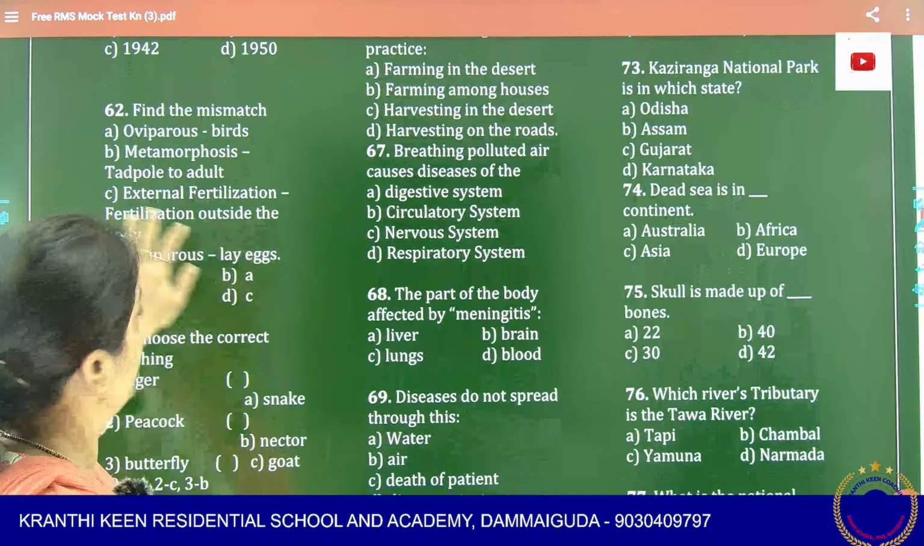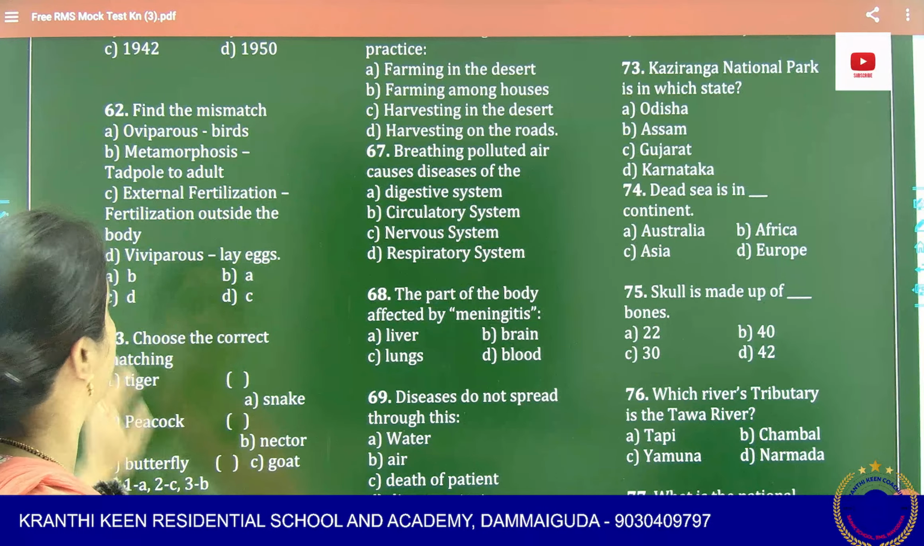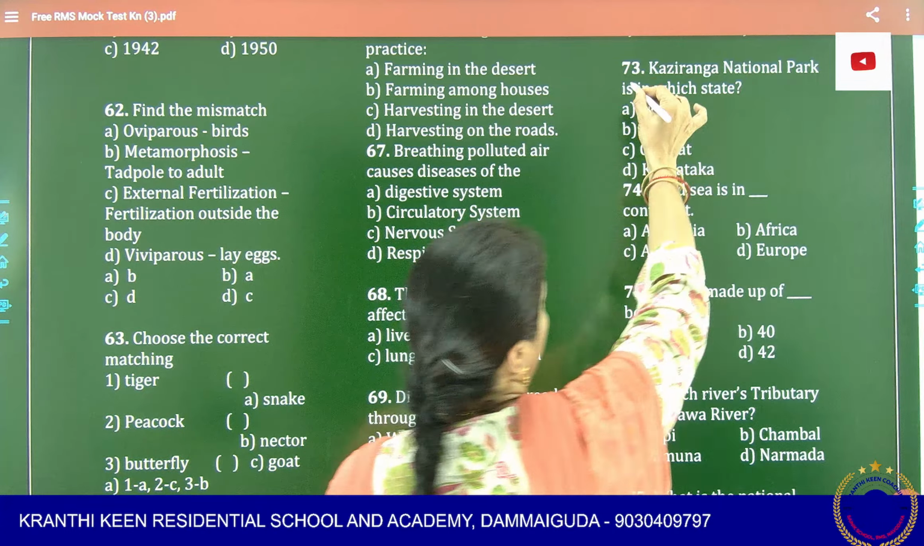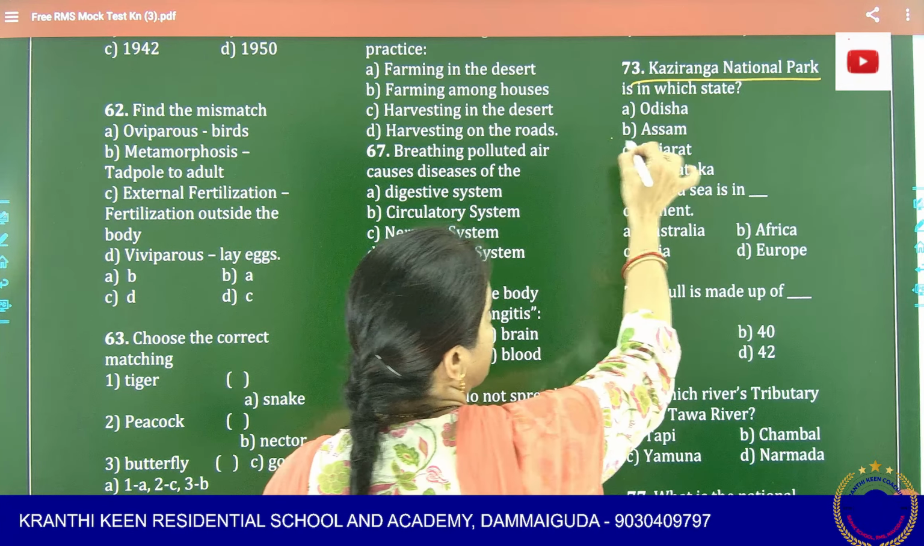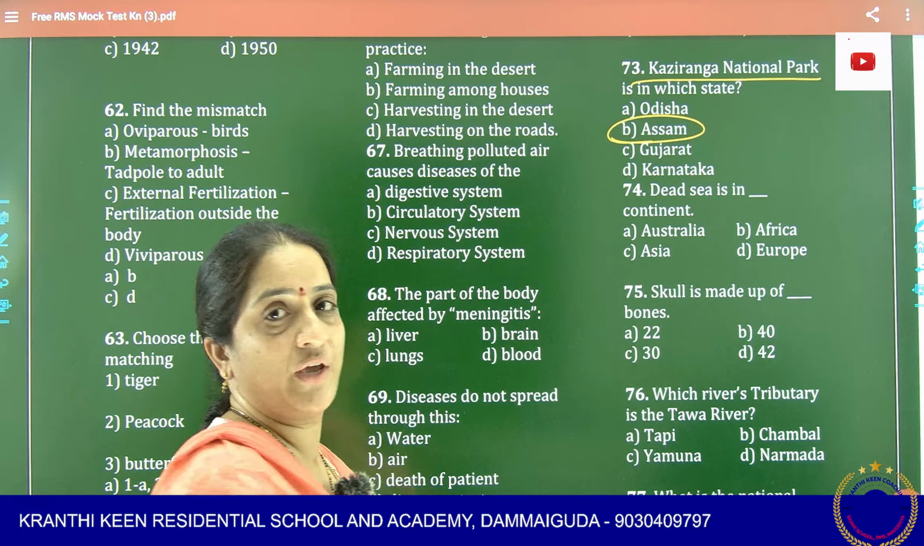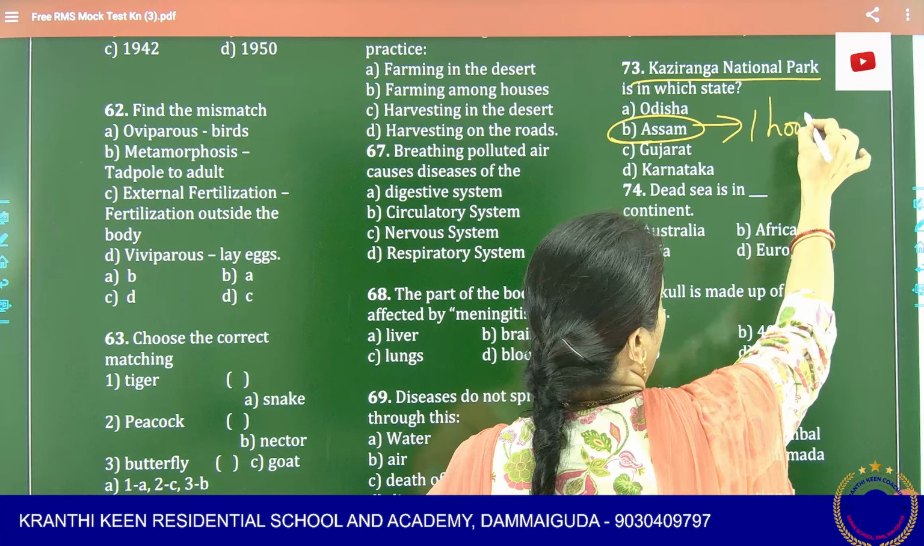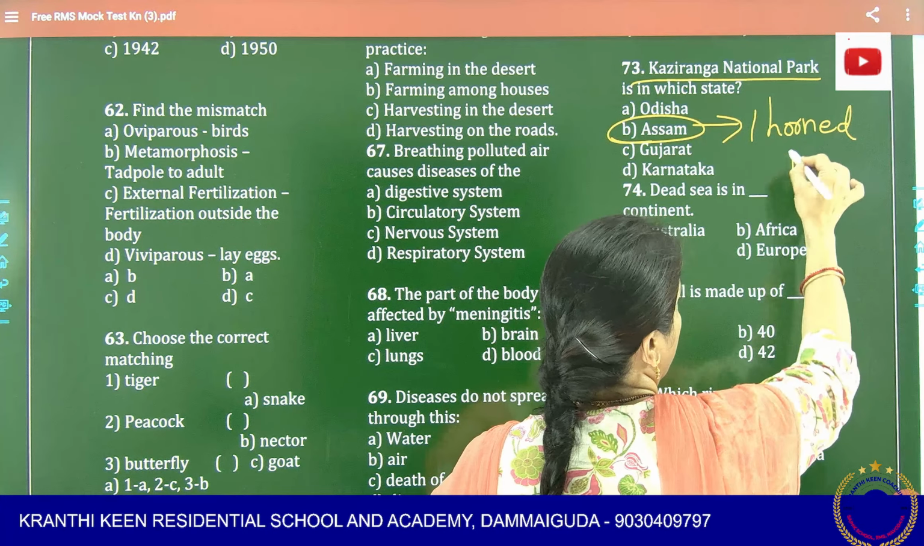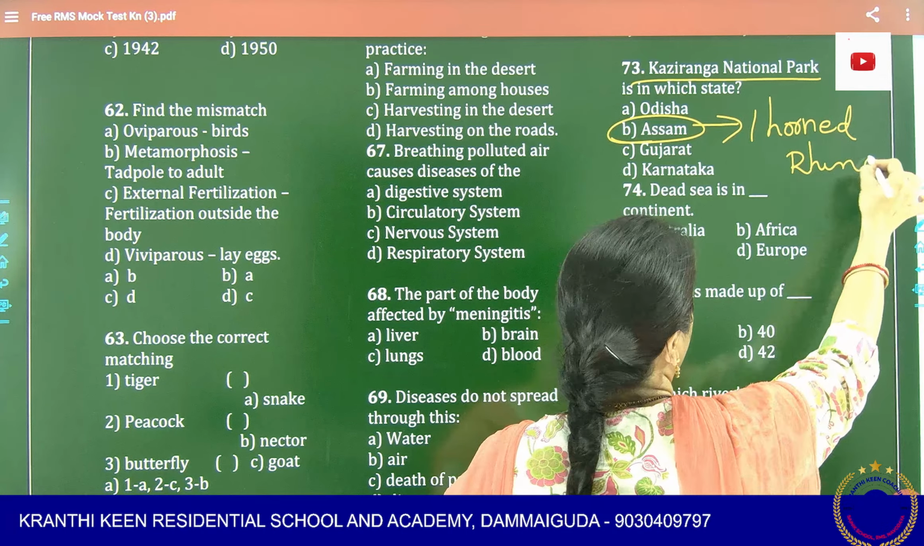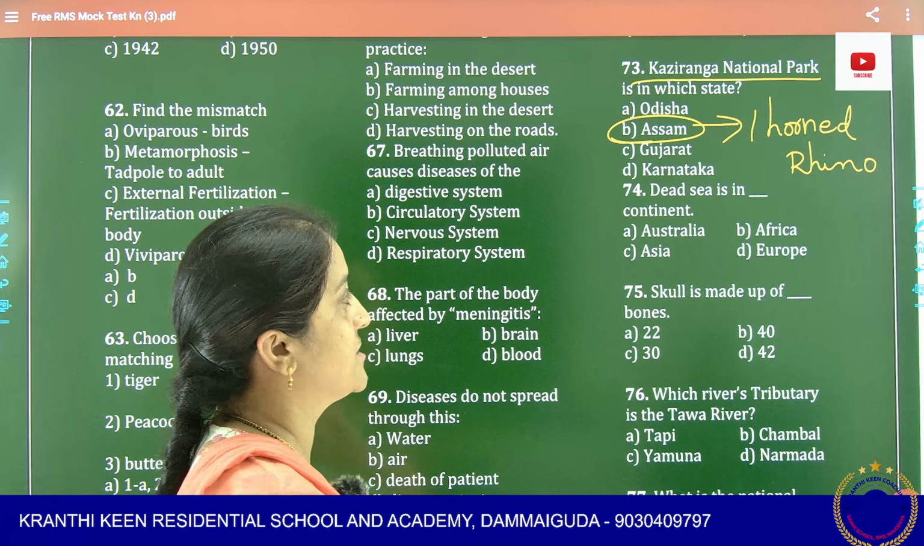Going to the 73rd question. Kaziranga National Park is in Assam, which is famous for the one-horned rhino, the single-horned rhino. So this is the answer.